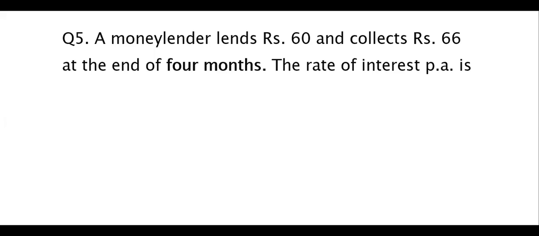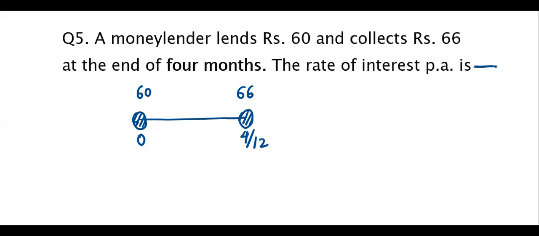Next, question 5. A money lender lends 60 and collects 66 at the end of 4 months. The rate of interest is dash. So you need to find the rate of interest here. What is the rate of interest? So we can write this way. This is 0. This is the time, 4 months, and 60 grows to 66 here. Then you have to find the interest rate.